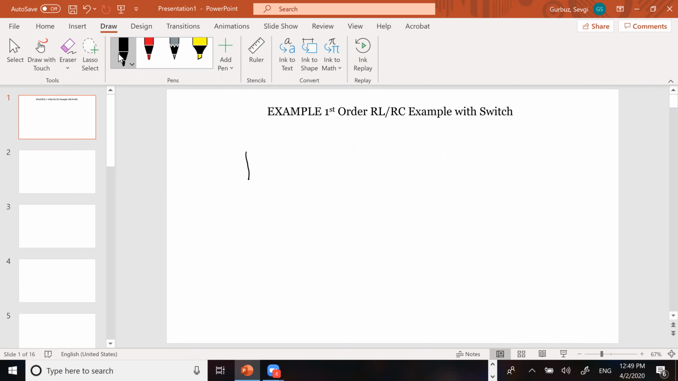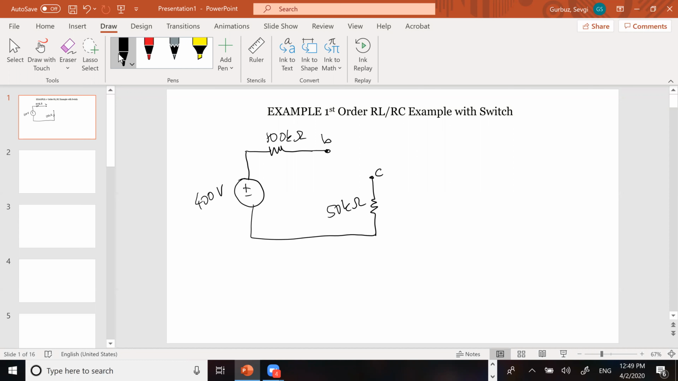We're going to have a multi-position switch, which allows us to connect to a source circuit that consists of a 400 volt power supply through a 100 k ohm resistor, or alternatively simply connects to a regular 50 k ohm resistor, allowing the capacitor to discharge as opposed to being charged.